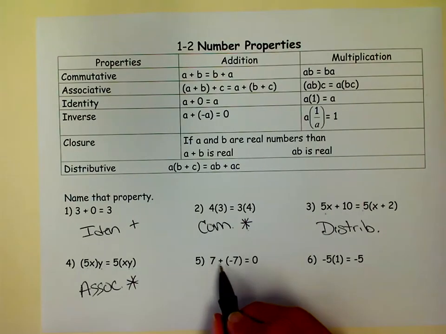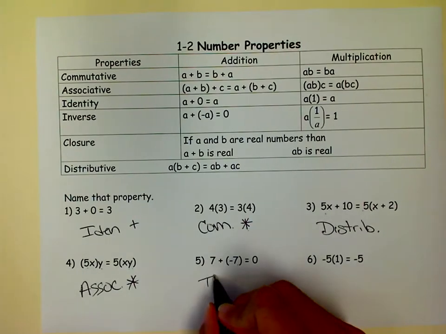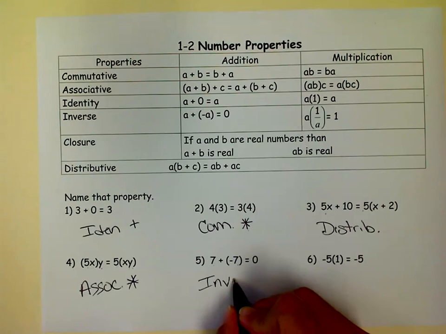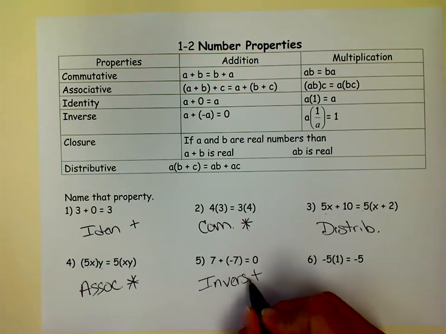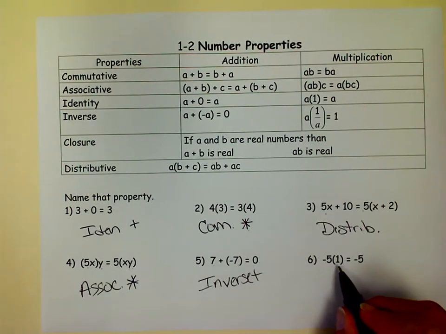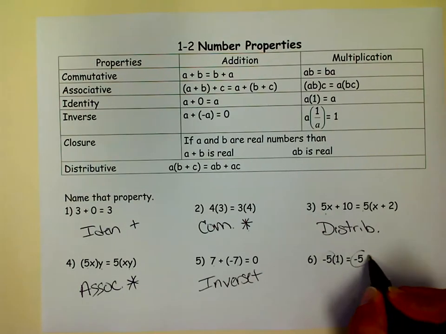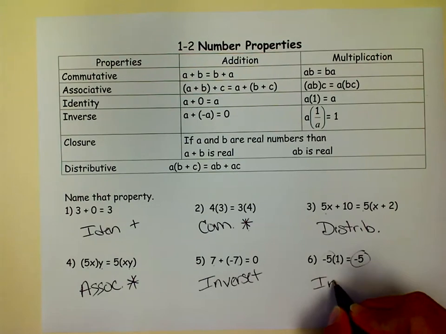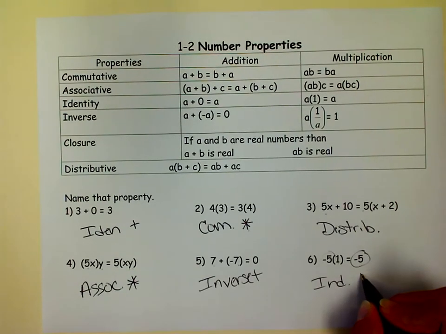And on this one, we're adding opposites. So that's the inverse property of addition. And on this one, I'm multiplying by 1. And whenever I multiply by 1, nothing changes. The number keeps its identity. So that's the identity property of multiplication.